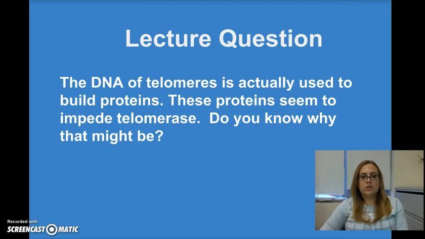So here's your lecture question for today. The DNA of telomeres is actually used to build protein. So the TTA-GGG, that codes for something, okay? So it's used to build proteins, and these proteins seem to actually impede the telomerase. So do you know why that might be? Why would the DNA of the telomeres actually be used to build proteins that would stop telomerase?